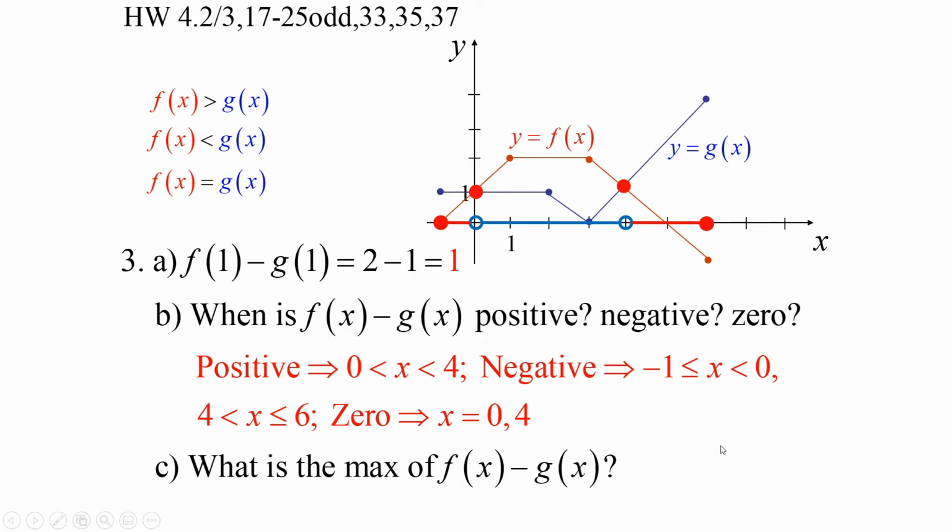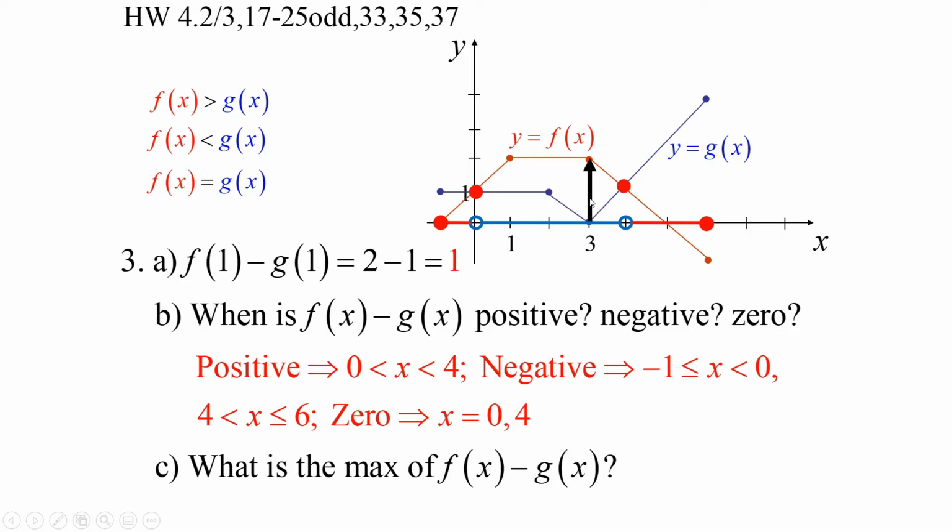What is the max of f of x minus g of x? So that would be the distance between f of x and g of x, where it's the greatest, and f of x, of course, has to be above g of x. So do you see this 1, 2, 3? You see this distance right here? Do you guys all agree that that is the greatest distance between f of x and g of x, where f of x is greater than g of x? So what is that?